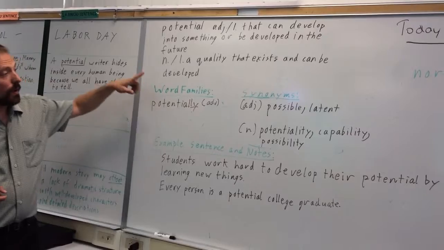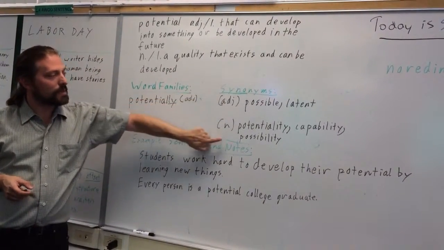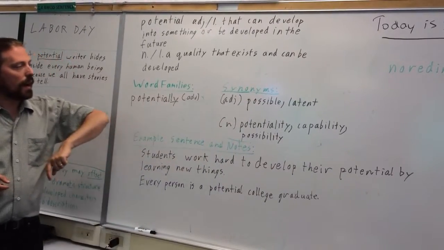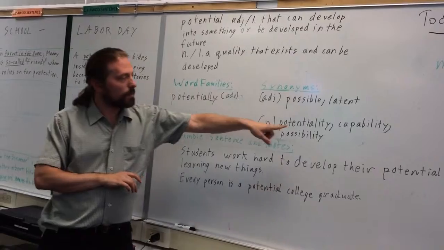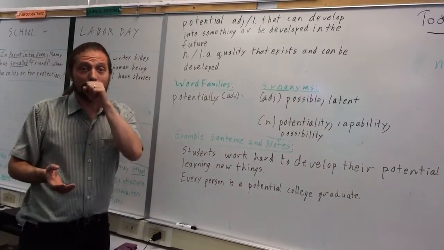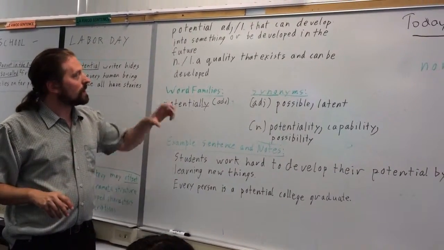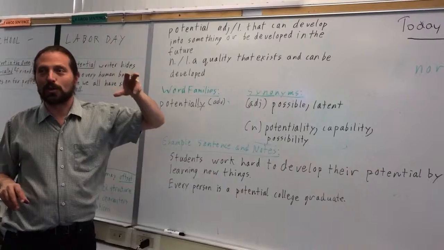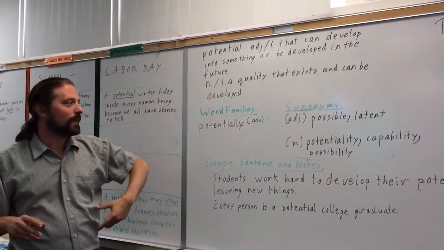Synonyms. So we have possible for the adjective, possibility for the noun, and then we have potentiality also for the noun, and capability. Capability, if someone is capable of doing something, then they can do it. So it's almost the same. But potential has more of an emphasis on the future. Like, they can't quite do it yet. We know they will be able to, but it didn't happen quite yet.